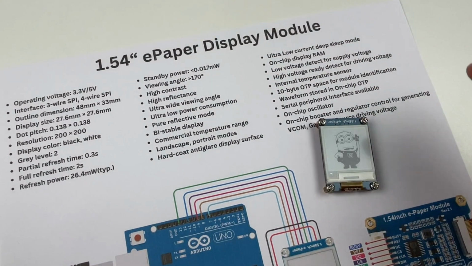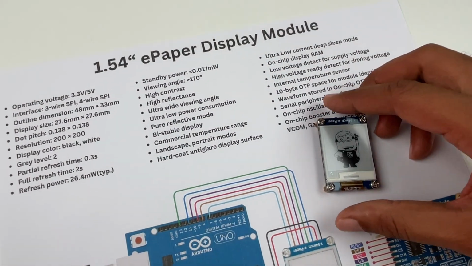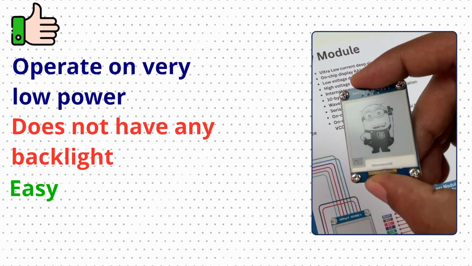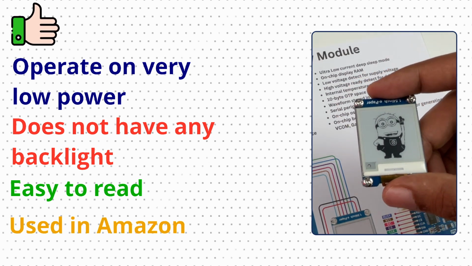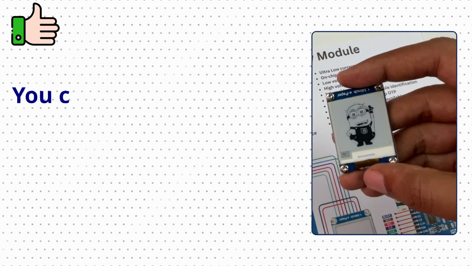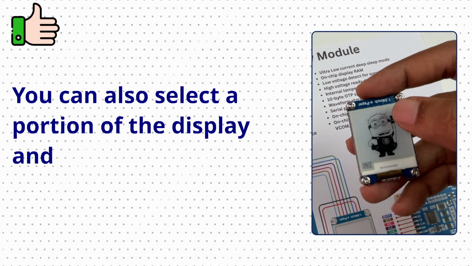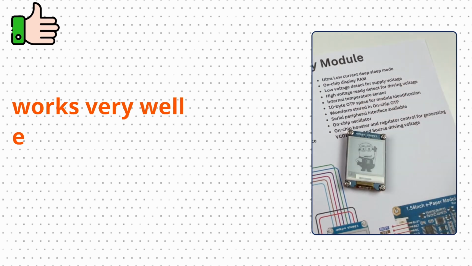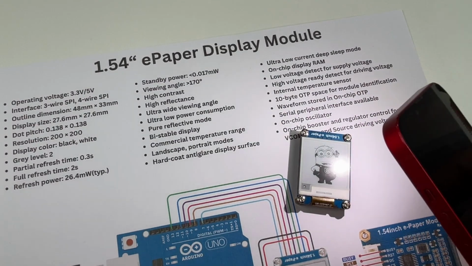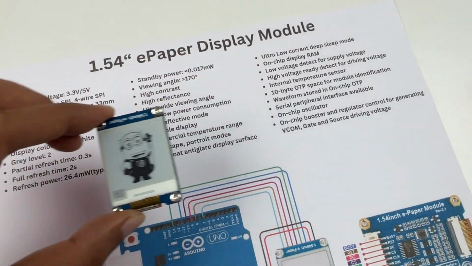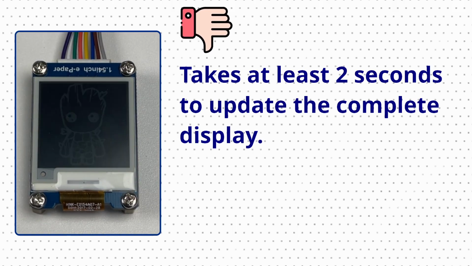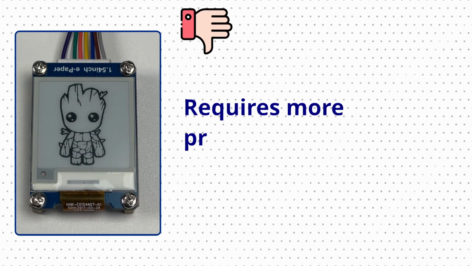Next, before we get into interfacing this module with Arduino Uno, let's talk about a few pros and cons of an e-paper display. The biggest advantage of an e-paper display is that it can operate on very low power and it does not have any backlight, making it easy to read, and that is the reason it is used in Amazon Kindle and other popular e-readers. Apart from that, you can also select a portion of the display and just update that instead of refreshing the complete screen, and it also works very well even under bright light. The major disadvantages, according to me, are that it takes at least 2 seconds to update the complete display. It is expensive and it requires more programming space compared to other traditional display modules.